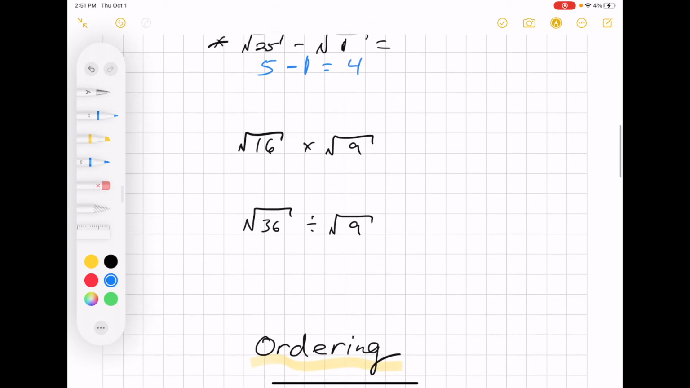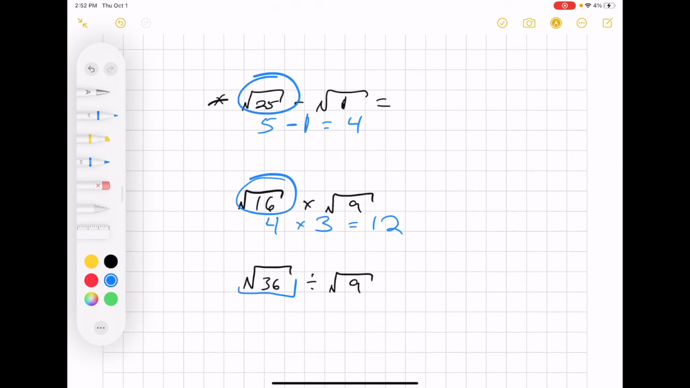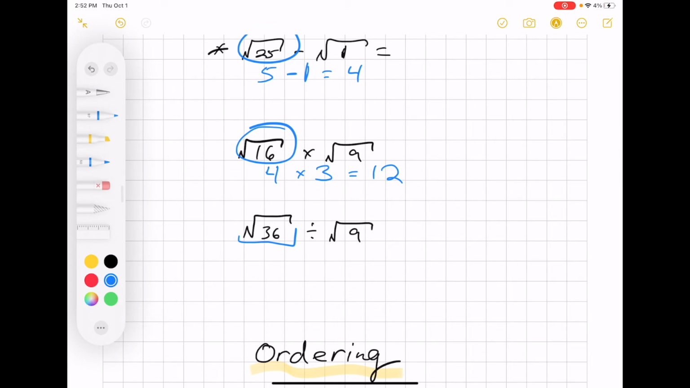Okay, same thing here. What multiplies together to be 16? That is 4, and 3 times 3 is 9, and then I'm going to just multiply these together, doing what's inside the square root first. Okay, so now 36, I know 36 is bigger than 25 and it's an even number, so I know it's going to be an even number, and I know that it's 6, and divided by 3, that is equal to 2.